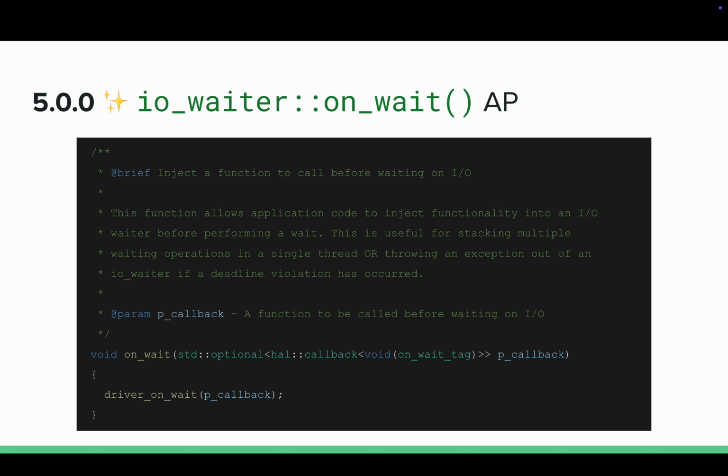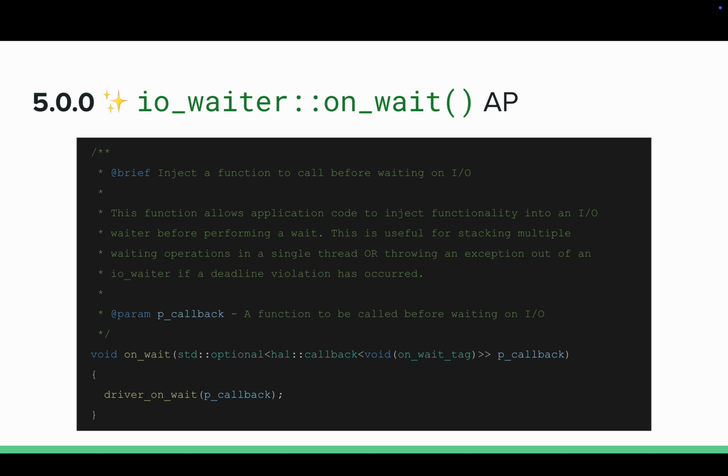All right, so we've gone over a lot of things. I think we're getting towards the end. One of the bigger items here is adding an onWait API to IOWaiter. So the idea is to inject a function call before waiting on IO. This function allows application code to inject functionality into an IOWaiter before performing a wait. The idea is you could basically just subvert and control what an IOWaiter does in order to benefit you.